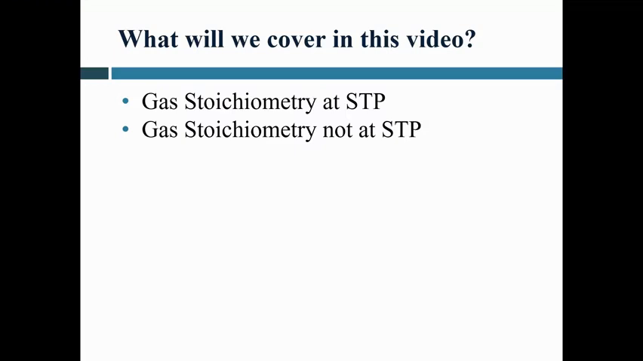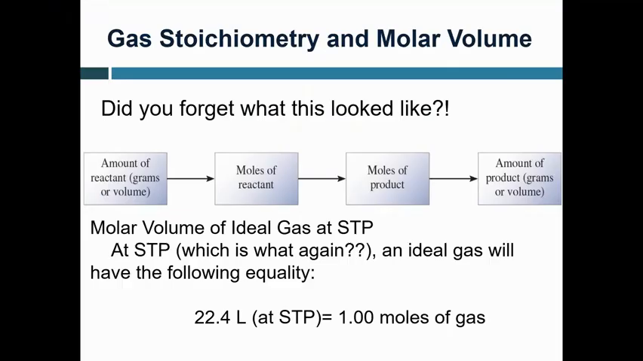Cover gas stoichiometry at STP and not at STP. Just a review for the general setup for stoichiometry: if you start with the amount of reactants, it could be grams or volumes, you need to convert to moles of the reactant and to the moles of your product. This is your mole bridge.